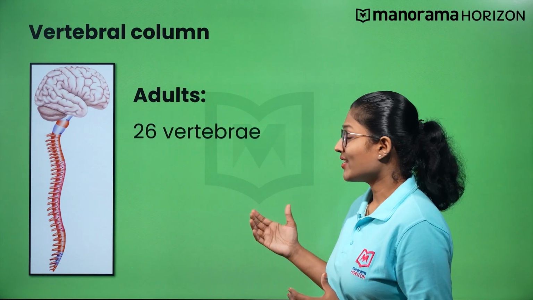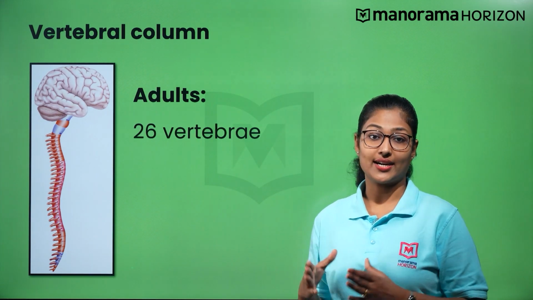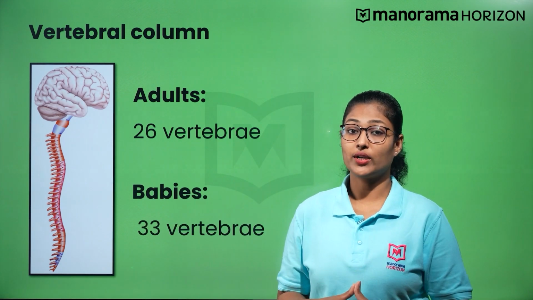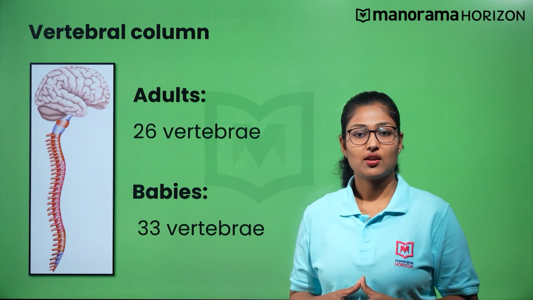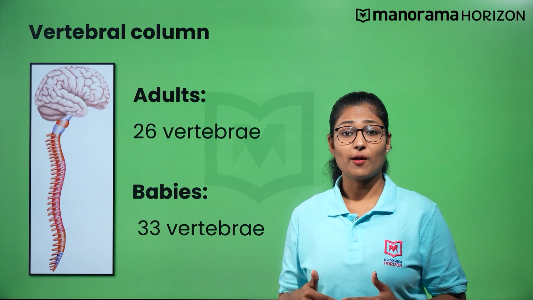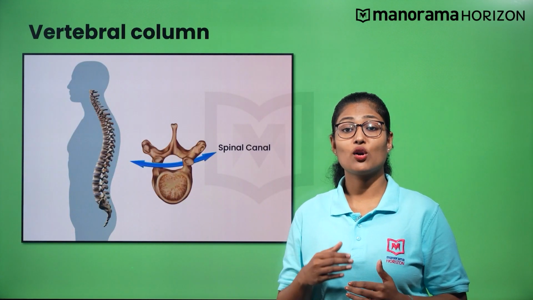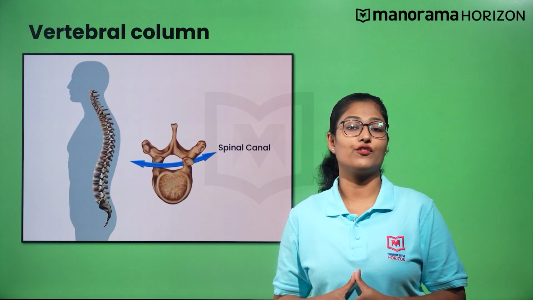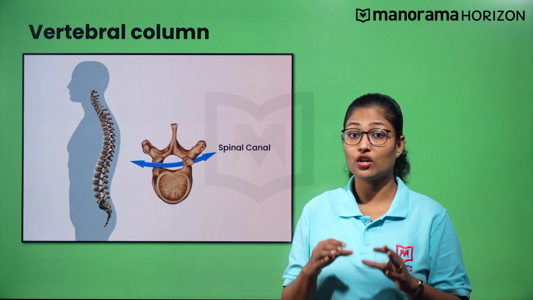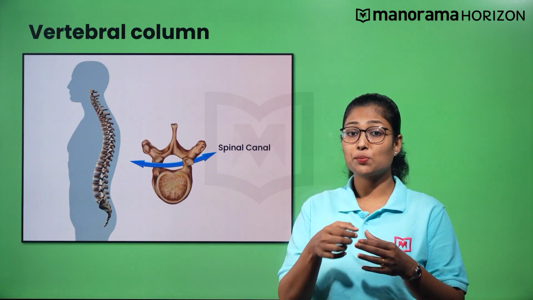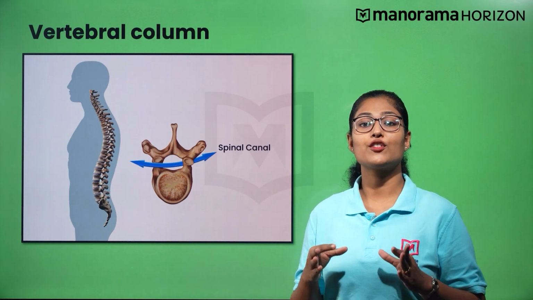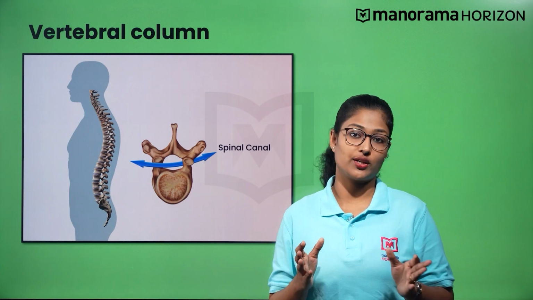There are 26 vertebrae arranged in adult vertebrates. And what about babies? They have 33 vertebrae. How are they arranged? These vertebrae are dorsally placed. These extend from the base of the skull and they constitute the main framework of the trunk. Each vertebra has a central hollow portion called the neural canal through which the spinal cord passes down.